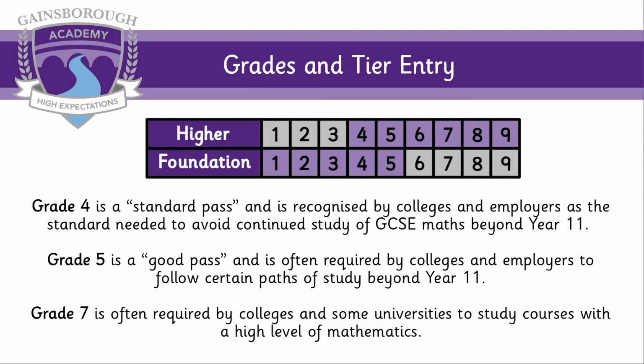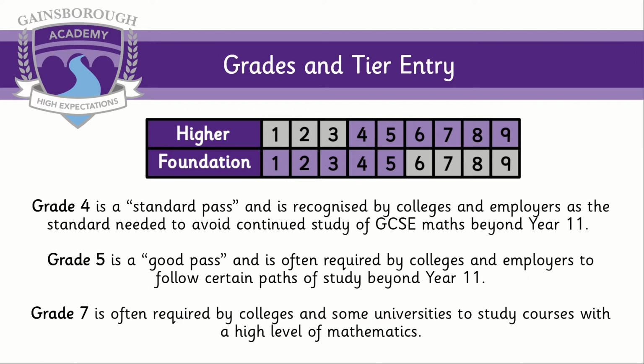Here there's some information about the different types of grade. So grade 4 is what's regarded as a standard pass. If a student doesn't achieve a grade 4 by the end of Year 11, then GCSE Maths is something that they are expected to continue studying until the age of 18, as required by the government.